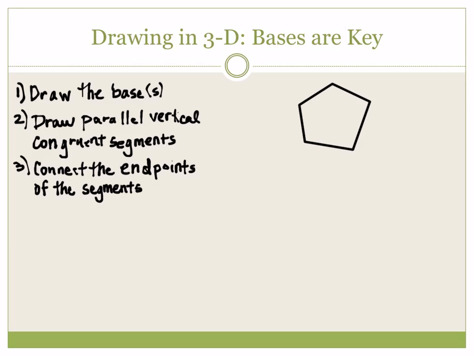So here's my 5-sided shape. It is not regular because I can't draw very well, but you could draw it regular as well. Regular again means equal sides, equal angles. So this is step 1: you draw a base. Okay?